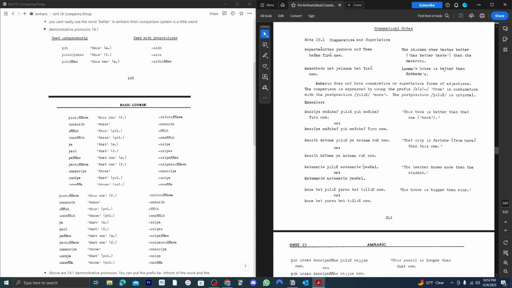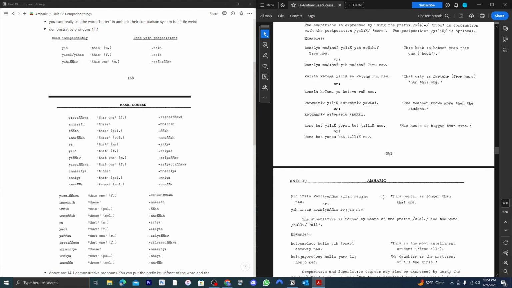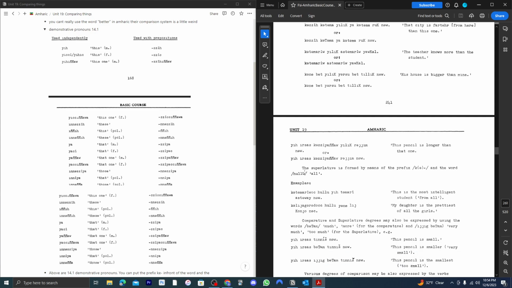Ketamari Yillik Astamari Yaukal. So compared to the student, the teacher knows more. The teacher knows more than the student. So again, my cheat code translation just makes it easier for me in my brain. I mean, this is a perfectly acceptable translation, but I wouldn't say it's as direct a translation as how I would go about doing it. Let's just do one more. Okay, Kenebeit Yillik, compared to my house. Yusubeit, his house is bigger. Tilikno, his house is bigger than mine. I might just skip these. Yeah, let's just skip it.